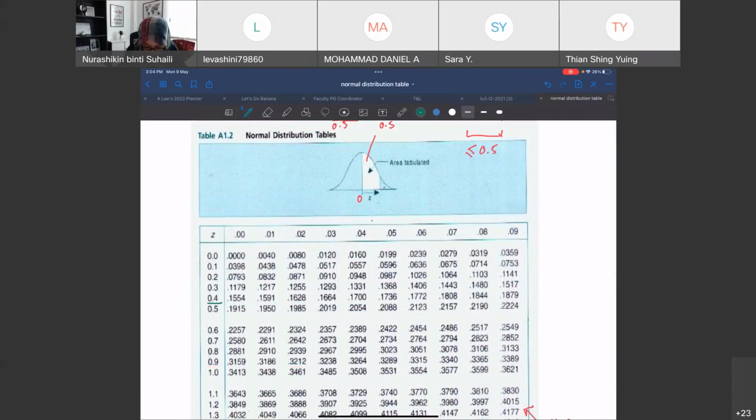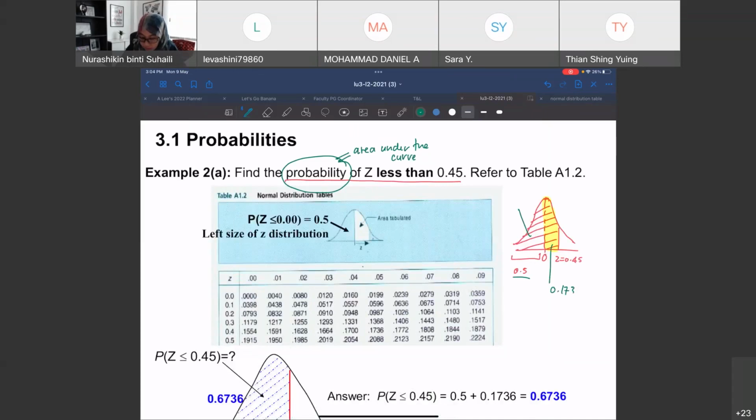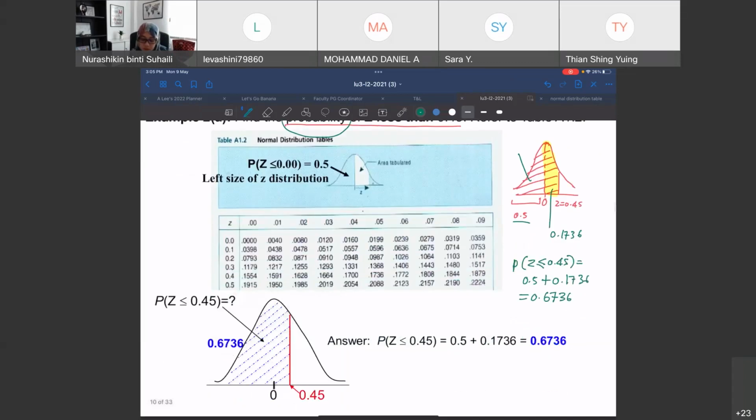So for 0.45, the area on the right region is 0.1736. Now you want to find the whole area, isn't it? If you want to write it properly, P(Z less than 0.45), you have to consider the region on the left, which is 0.5, plus 0.1736. So the total area is 0.6736. That's how you look for the answer.